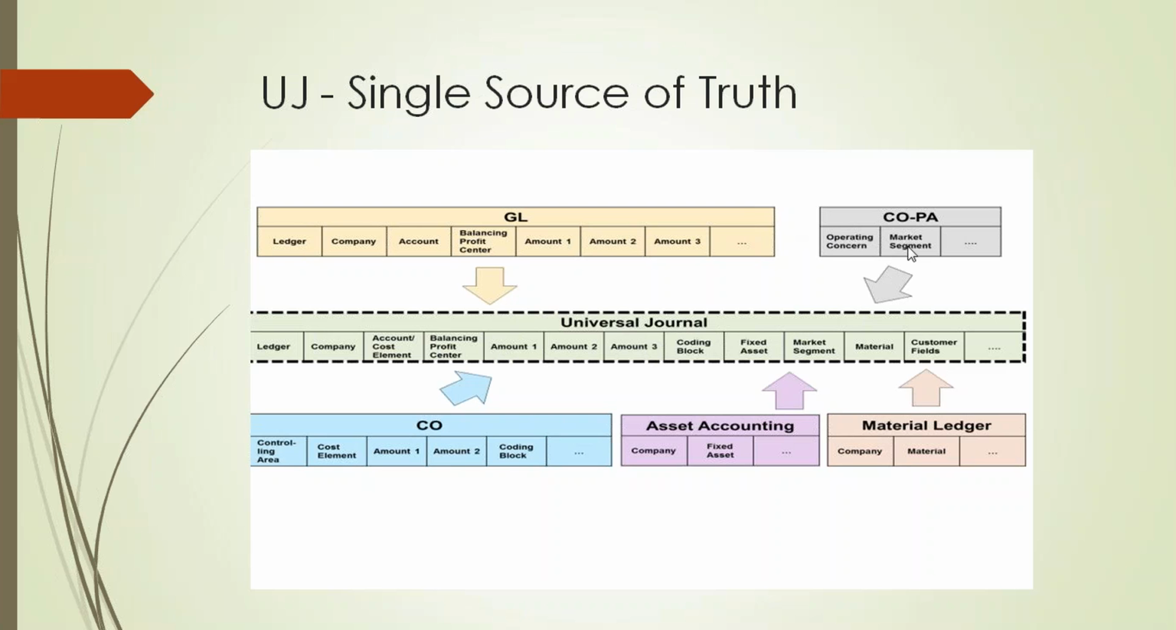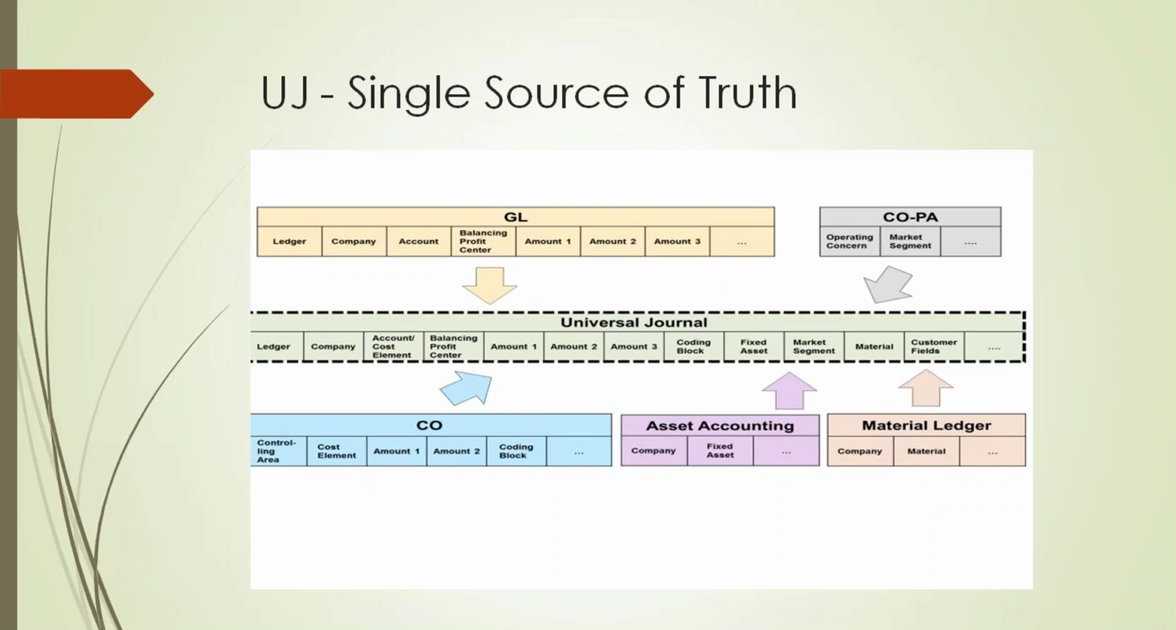For CO, COPA, as I told you, this is account-based COPA, not costing-based COPA. Whatever the tables for account-based COPA are, and whatever the fields in that table, they will again be stored in the universal journal entry. That's why it is called a single source of truth.